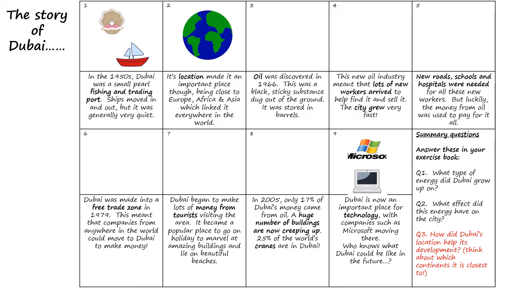So here we go, the story of Dubai. If we start with number 1, if we read through it, in the 1950s, Dubai was a small pearl fishing and trading port. Ships moved in and out, but it was generally very quiet. You'll notice I've drawn a couple of pictures there. I've drawn a picture of a pearl in an oyster and a picture of a boat. This is going to help me to remember what this is all about.